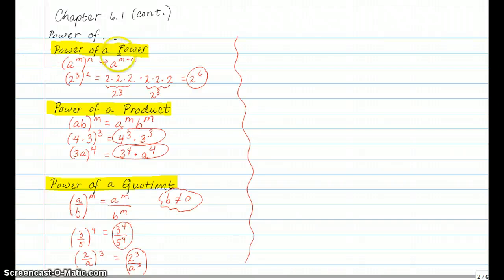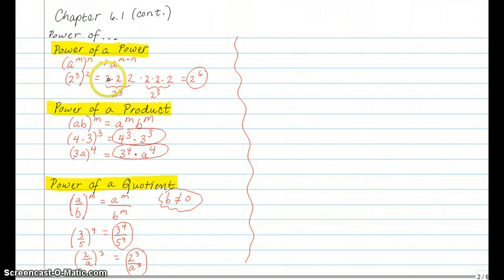So power of a power. So we have a to the m, that's a power. It's being taken to a power of n. So we're taking a power of a power. a to the m is taken to the power of n. That is going to equal a to the m times n. So I'm going to expand that to help you understand it. So here's the numeric example. 2 to the 3rd, which is a power, it's being taken to a power. So this is a power of a power. It's being taken to the 2nd power.